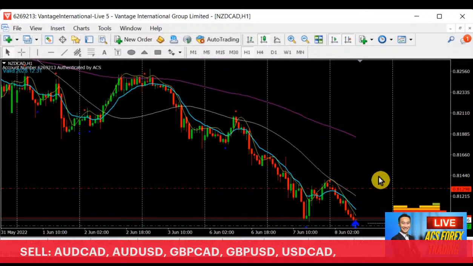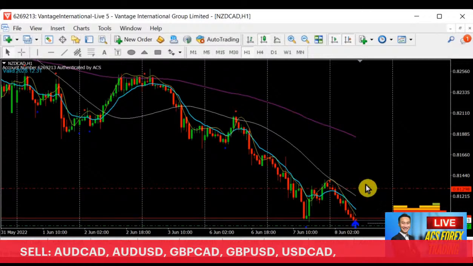New Zealand dollar against CAD. Yes, New Zealand dollar against CAD. Right, so that's right. I hope Sharon you get me.